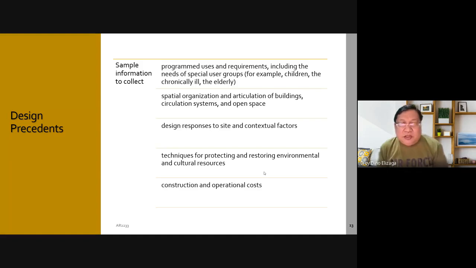Techniques for protecting and restoring environmental and cultural resources. Okay. So you're going to build in a cultural heritage zone. It's very strict. And then you wanted to go modern, but then how can you compromise? And then you look at the site, the vicinity, and you see another new building which is also modern, but they passed the requirements of the LGU. So you ask, what did they do? Okay, how did they get away with it? So you try to learn from the experience of others.